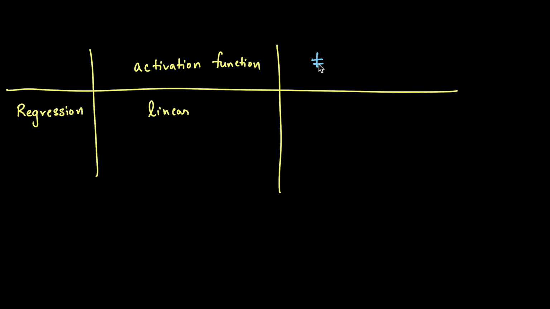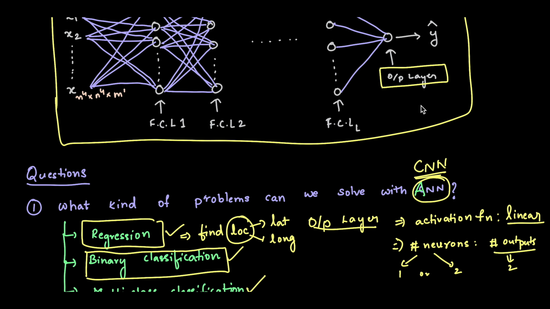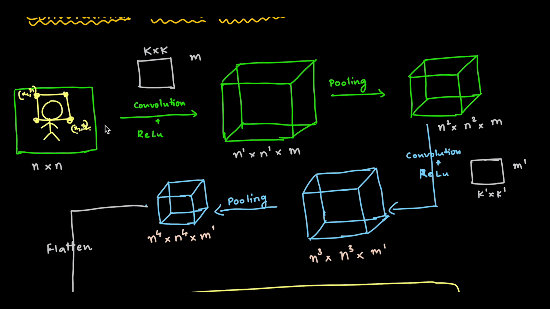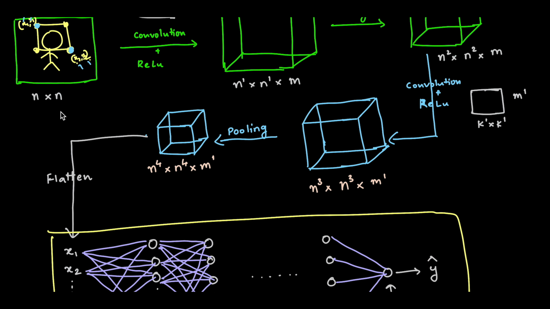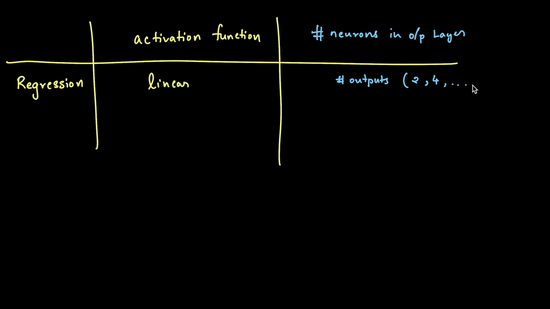And what is the number of neurons that we'll be having in the output layer? The number of neurons in the output layer will be equal to the number of outputs that we want. If we are finding a location, then we want to predict two outputs. Or if we are trying to solve this kind of problem, then we want four outputs, like x1, y1, x2, and y2. We want to find these two points so that we can make a box around the face. In that case, the outputs will be four. Like that, based on the application that we are trying to solve, the number of outputs will be dependent.